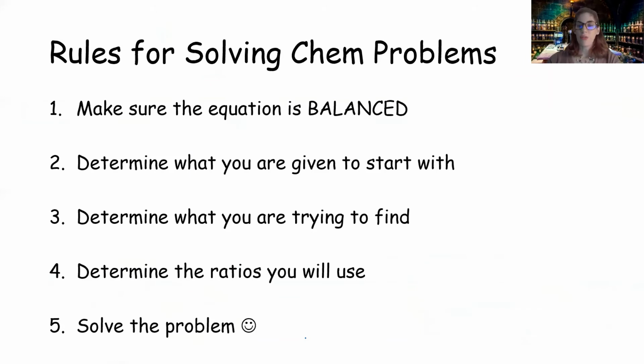Whenever you're solving for these mole-to-mole and later on mass-to-mass problems, you always want to make sure that your equation is balanced. This is the most important step because the balanced equation is what tells you the mole-to-mole ratio. Always figure out what unit you're given to start with and then what unit you're trying to find in the end. From there, determine what your conversion factors will be and then plug and chug to solve the problem.